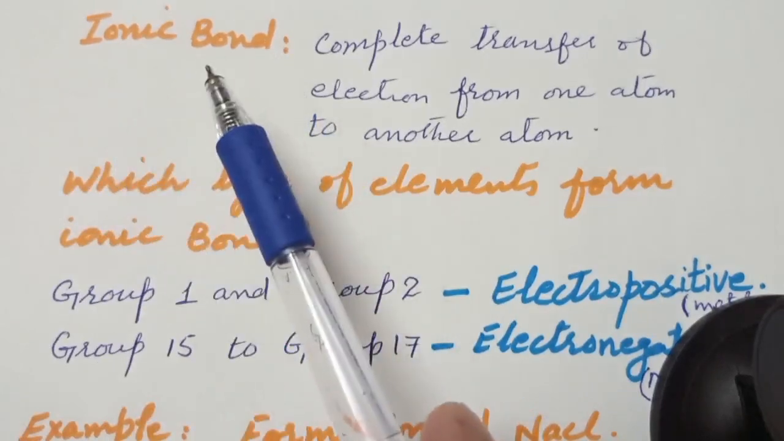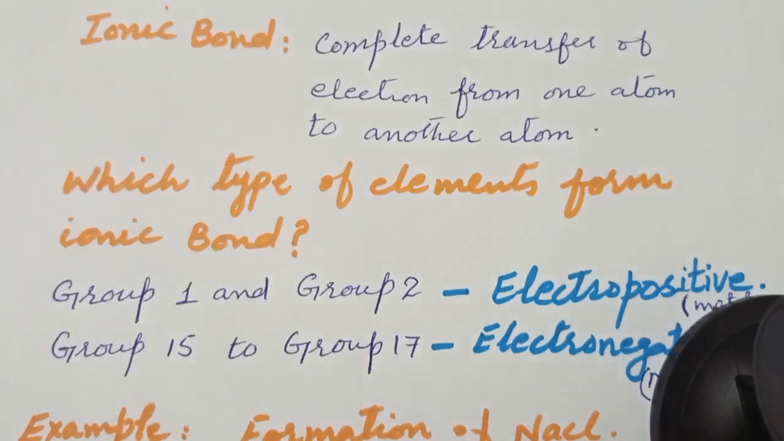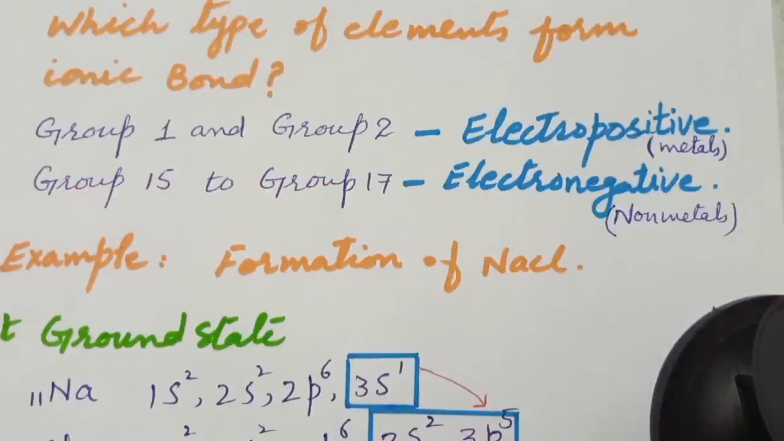As the name shows, the ionic bond exists between the ions, and the ions are formed by the complete transfer of electron from one atom to another. So the ionic bond is formed when an electron is transferred from one atom to another. Now the question arises, which type of the elements form ionic bond? To answer this question, we will see the modern periodic table.